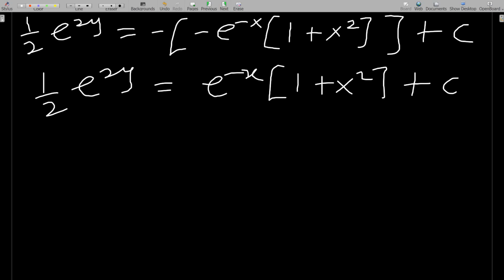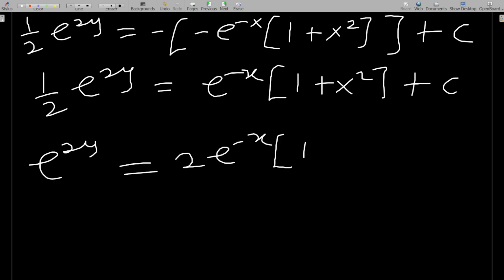And let me multiply through by 2. Okay, and because I want to make y the subject, I have 2e to the negative x into 1 plus x squared, then plus 2 times the constant c. Let me call that k. K is 2c, and that is still a constant.